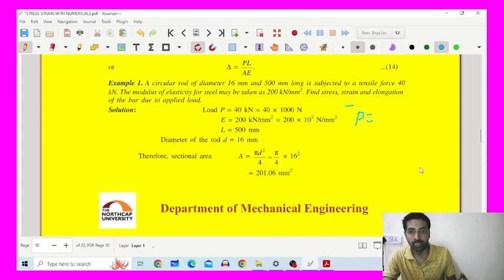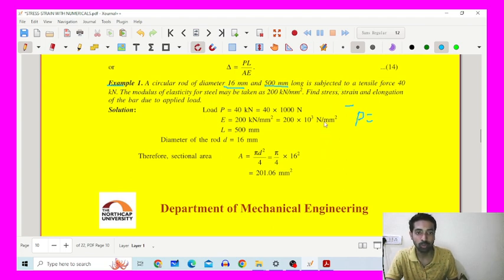So today we'll be discussing some of the numericals on stress and strain. The first numerical, which you can see is example 1, has a question about a circular rod of diameter 16 mm and length 500 mm subjected to a tensile force.